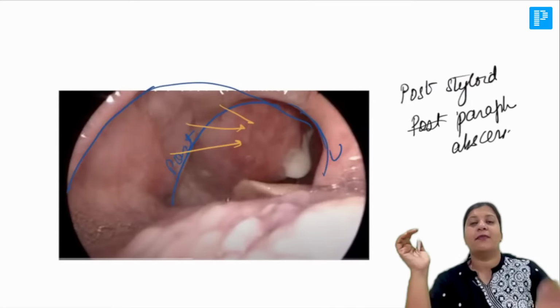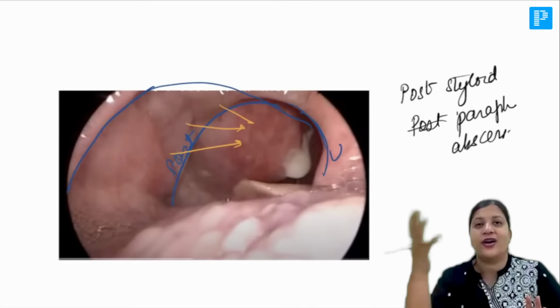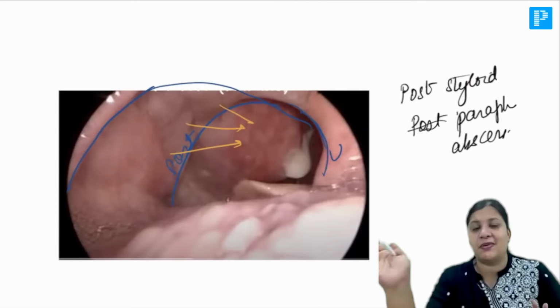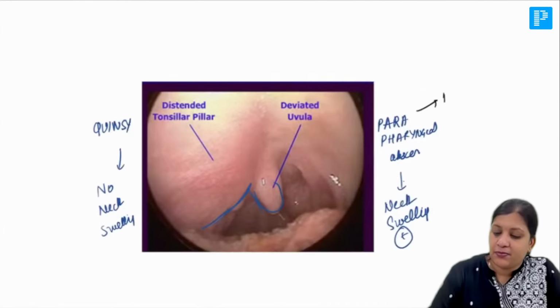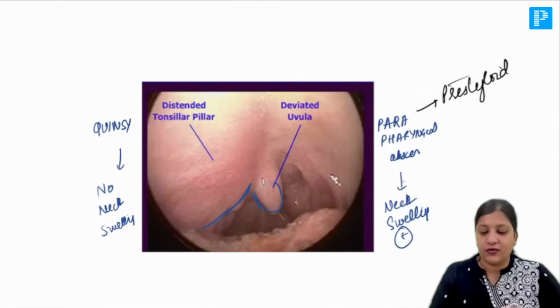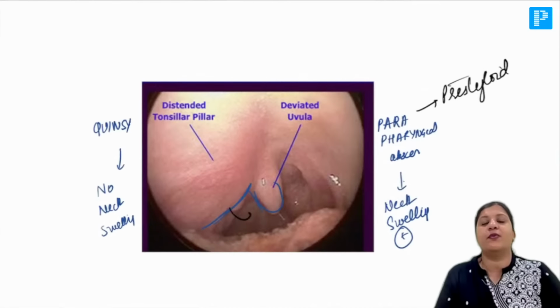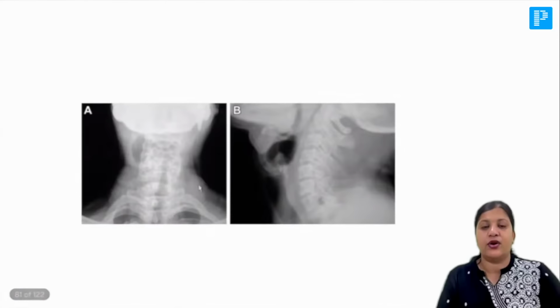So if you see a bulge behind the tonsil, behind the posterior pillar, it is the post-styloid compartment of the parapharyngeal space. If you see a tonsillar bulge like this, then it is the pre-styloid compartment of the parapharyngeal space. So if you see an abscess behind, it's from the post-styloid compartment. I hope all of you got it. And the treatment will be to do a drainage.